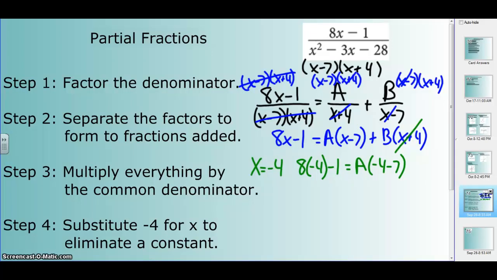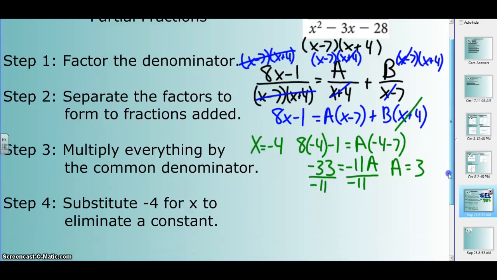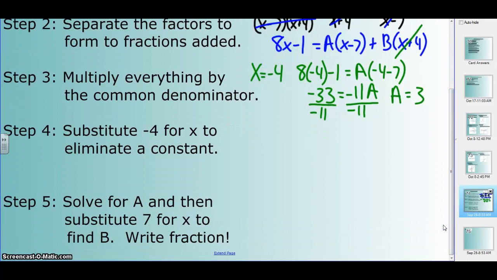So I'm multiplying on the left side, I get negative 33. On the right side, I get negative 11A, and then I'm going to divide by negative 11. So A is 3. Okay, step 5. We solve for A, which I just did, and then we need to substitute 7 in for x to find B, and then we have to write the answer. So looking at my equation in blue, I'm going to get rid of that. Now I'm substituting 7 in, because if I plug 7 in, that's going to get rid of the A value. So I have 7 times 8 minus 1 equals B times (7 plus 4).